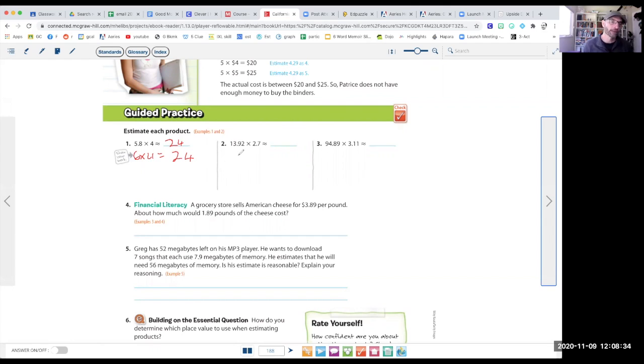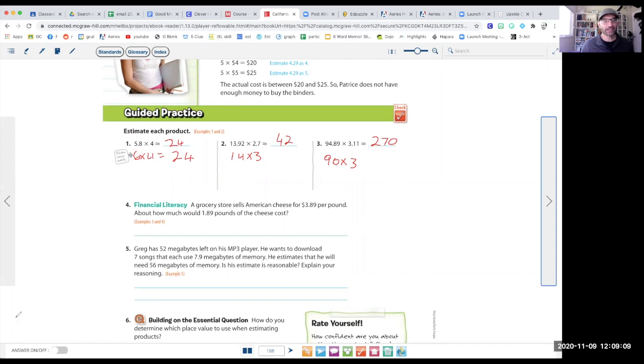Okay, you try number 2. Ready, go. All right, so number 2, you should have rounded this one up to 14. And that becomes 3. And 14 times 3 is 42. Okay, you try number 3. Ready, go. Awesome. 94.89 rounds down to 90 times 3.11 becomes just 3. And so 90 times 3, well, I know 9 times 3 is 27. So 90 times 3 must be 270. This is so easy, isn't it?